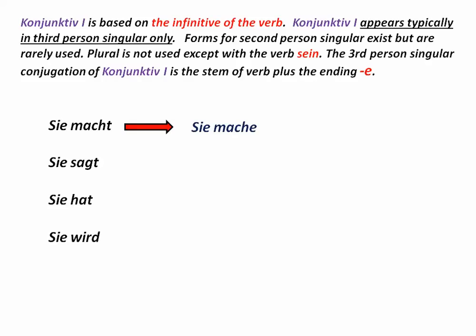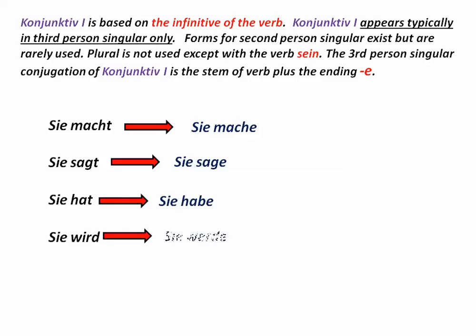Sie macht becomes sie mache in Subjunctive I. Sie sagt, sie sage. Sie hat, sie habe, und sie wird, sie werde. So when you see this, you automatically know that this is different from the present tense, because the present tense ends in a T, so you know that this is reported speech. This is something that they said.